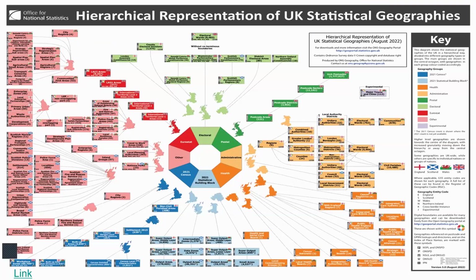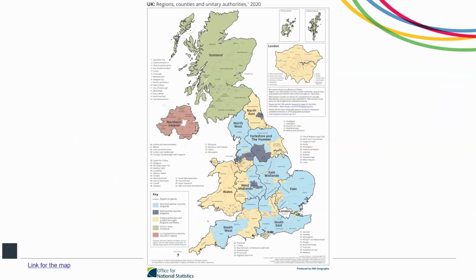As you can see, UK geographies are quite complex, and often they're quite difficult to understand. So here in this figure, we can see the hierarchical representation of the UK statistical geographies, the main groups, and how they're defined in different UK countries and different area levels. You can also see an example of local authorities, and how complex that is on a territorial level.